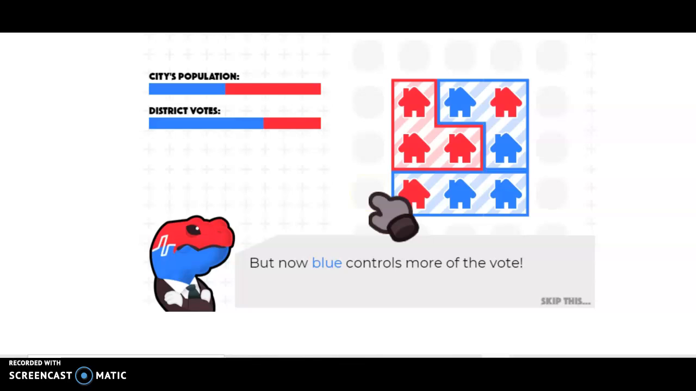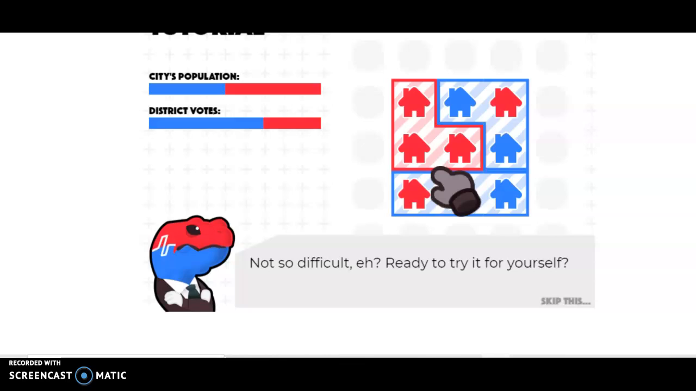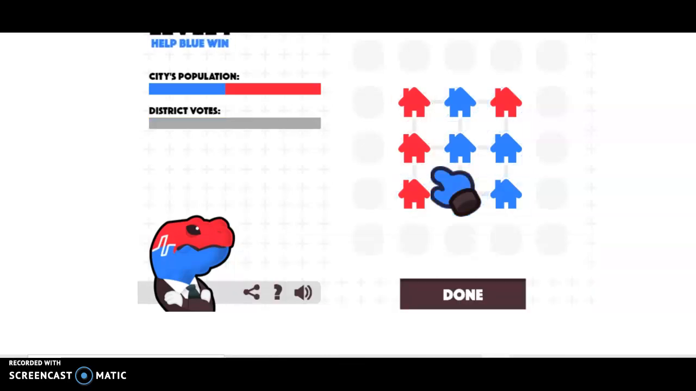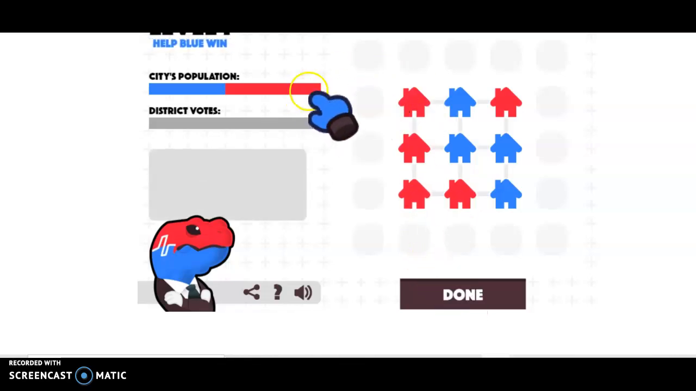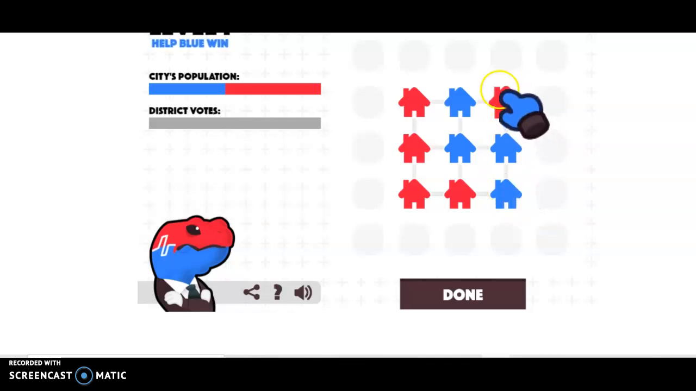Okay, you're going to get through 2 levels, and you're going to tell me, did you split up the households, or did you push them together to be able to accomplish your goal? Splitting apart is cracking, pulling people together is packing, and then what you're going to do is, once you're done, it's telling me here, help blue win. So I'm going to draw boxes to help blue win. Okay, I need to make sure that I have blue winning as much as I can, right?